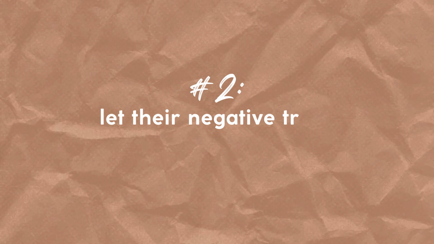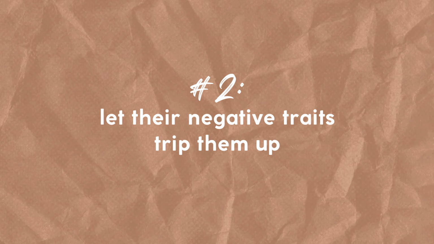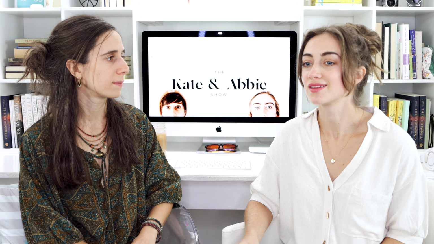Right. Number 2, let their negative traits trip them up. This is something that I think a lot of writers, especially new writers who are writing characters that they want to be lovable and likable, and they fall into the rut of making them too perfect. This is where you can go wrong, by not giving your character enough negative traits, because everybody has positive and negative traits, right? Like, everyone has a mixture of both.